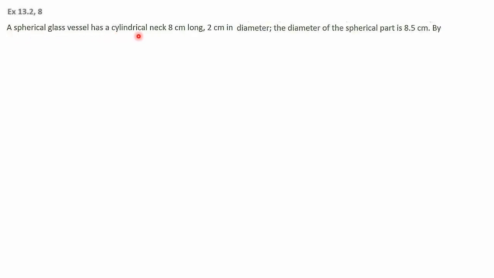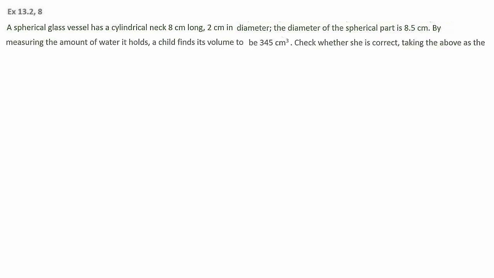Move on to question number 8. A spherical glass vessel has a cylindrical neck 8 cm long, 2 cm in diameter. The diameter of the hemispherical part is 8.5 cm. By measuring the amount of water it holds, a child finds its volume to be 345 cm cube. Check whether she is correct, taking the above as the inside measurements, and pi is equal to 3.14.